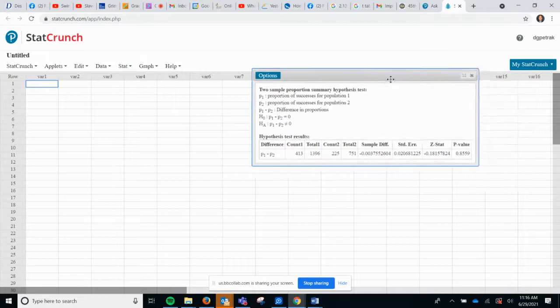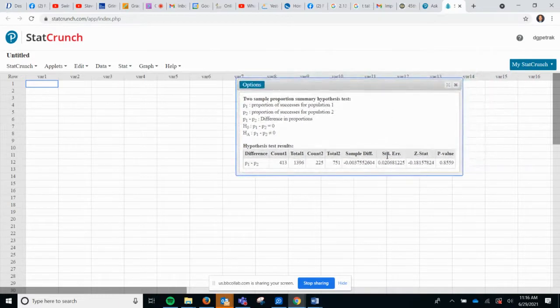So any questions on how to find this z-score and p-value using StatCrunch? You can use the z-score for two proportions formula, but obviously this is a lot quicker. And so any questions on that so far? No, not for me. Okay, cool.